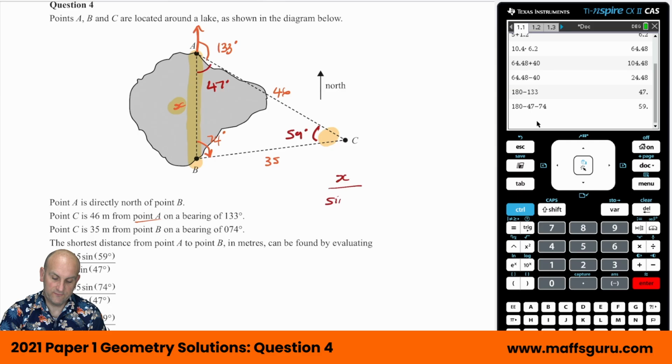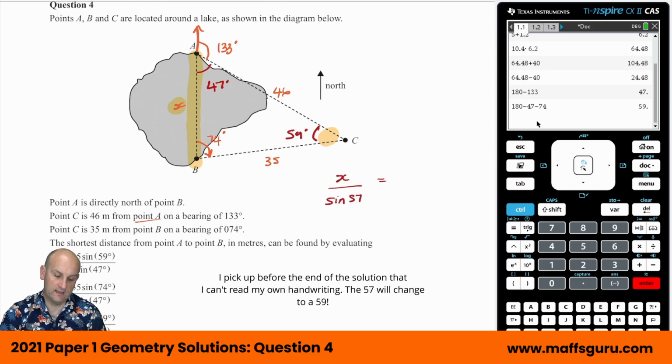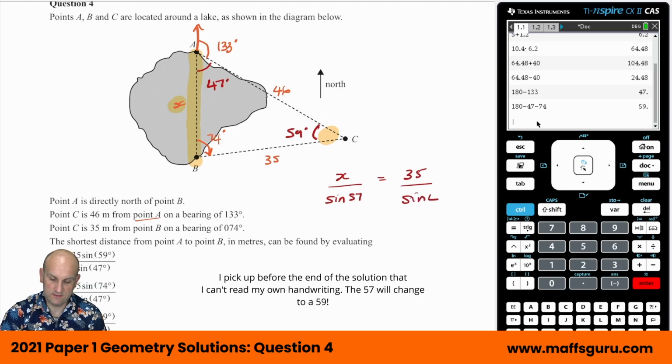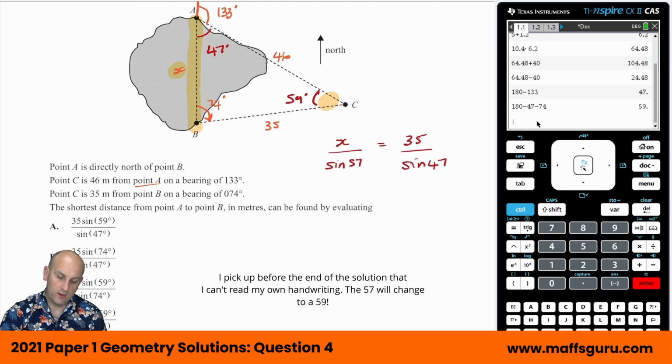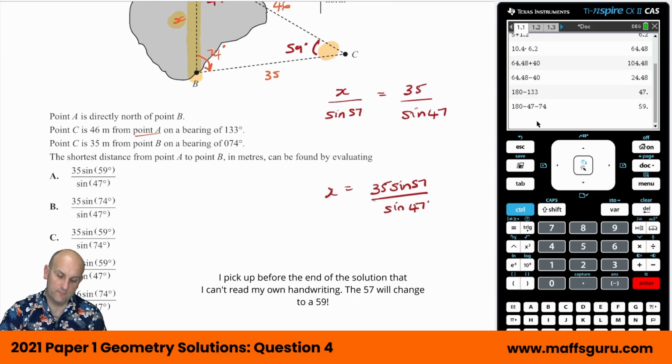on the sine of 59 is equal to, and then what do we have here? What other side length do I know? 35 on its opposite angle, which is 47, which is the sine of 47. So rearranging this, I can now put x is equal to 35 times the sine of 59 divided by the sine of 47 degrees. Let's see, is that one of my options?